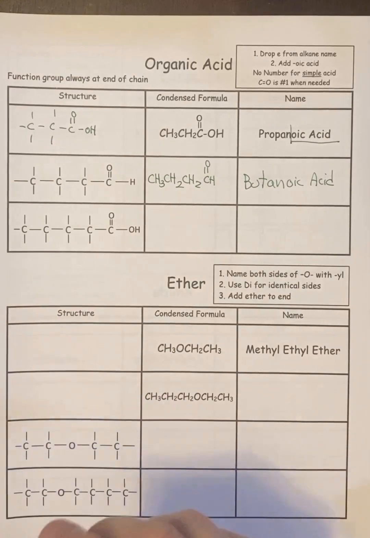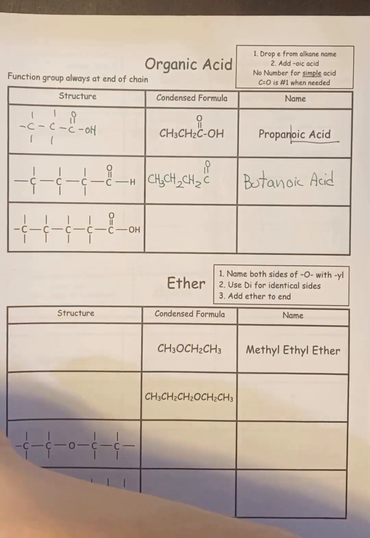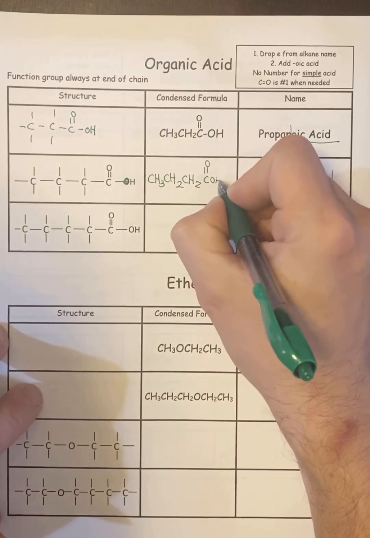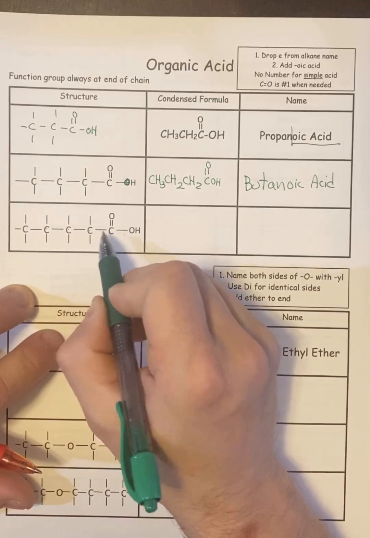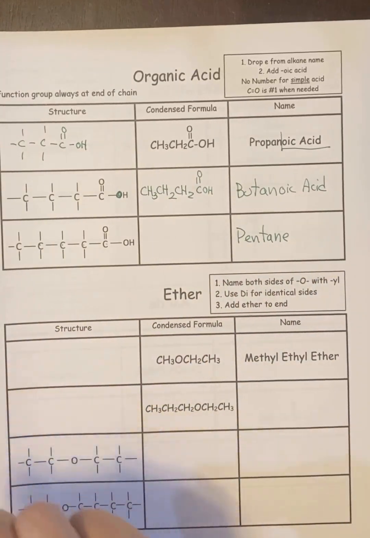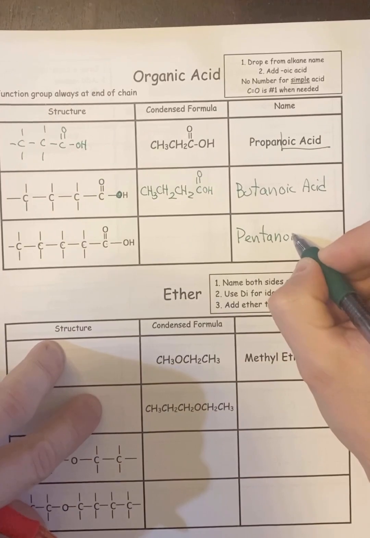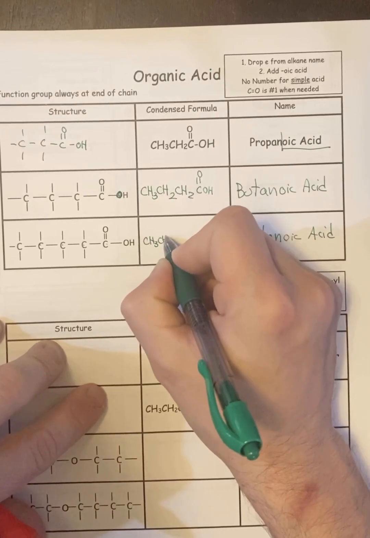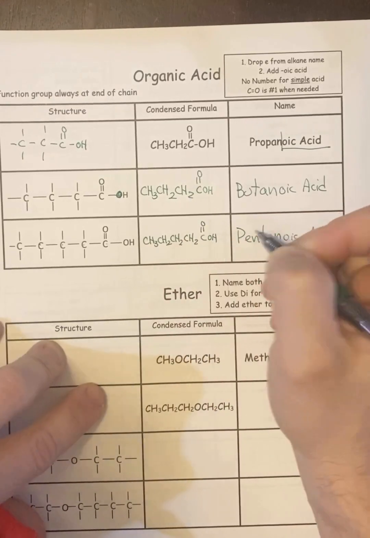Oh, it's an OH. Oh, and there's a typo on my notes. That's why I did that. So the typo on my notes, if you didn't find it, there should be an O right there. So I put an OH in. All right. For the next one, 1, 2, 3, 4, 5 carbons in a row would be pentane. We dropped the E and added oic acid. And there it is.